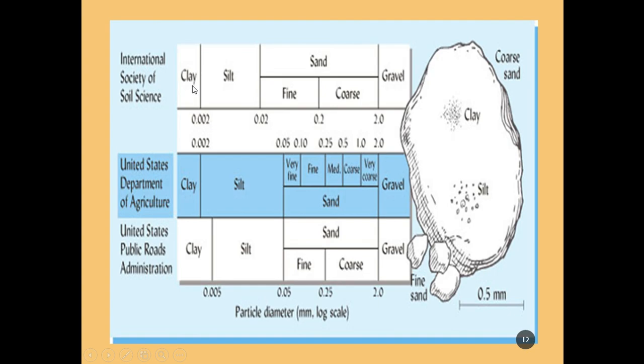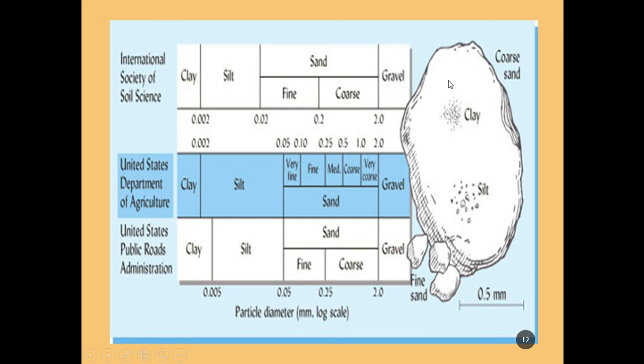In soil science, it's clay, silt, and sand. They have fine and coarse. In USDA, they break sand down a lot more from very fine, fine, medium, coarse, very coarse. And then from the road side of things, this would be for like engineering calculations. They go back to the fine coarse, but have slightly different particle diameters. So we will stick to the International Society of Soil Science definitions up here.